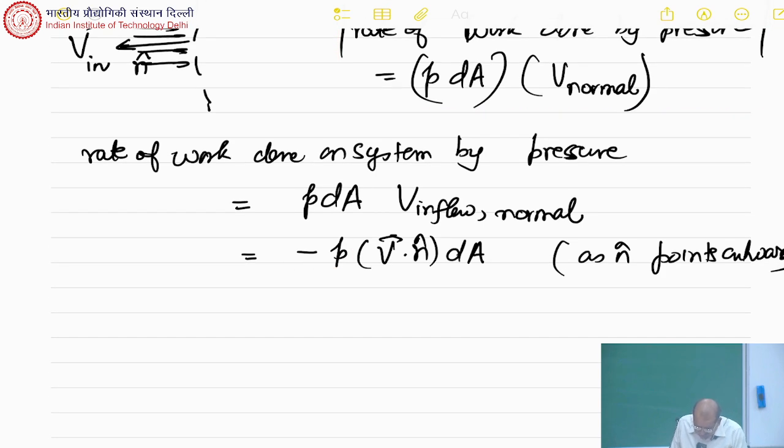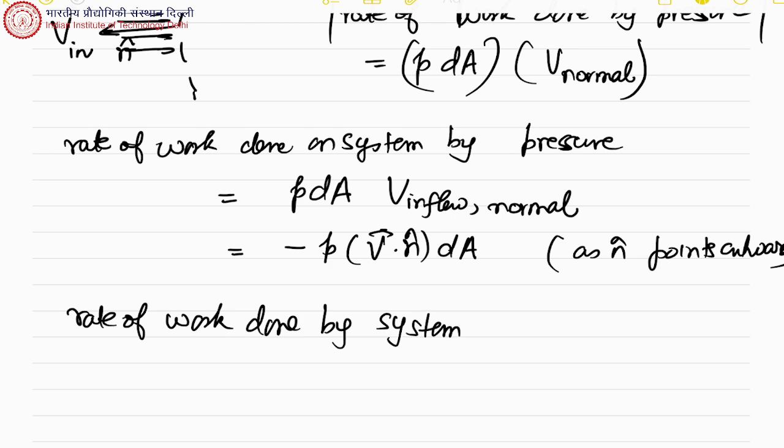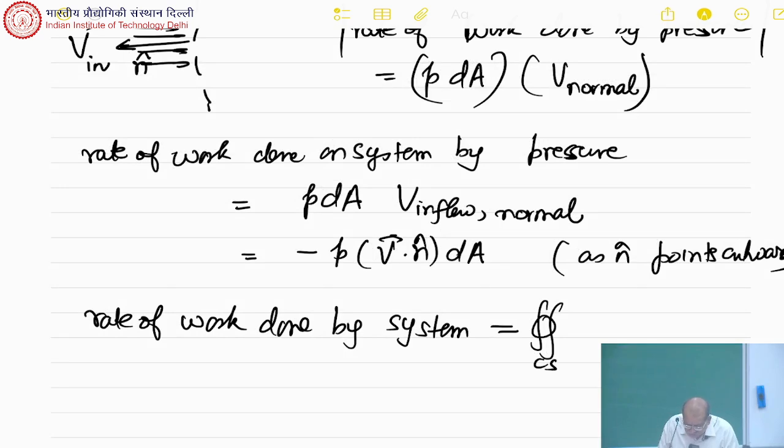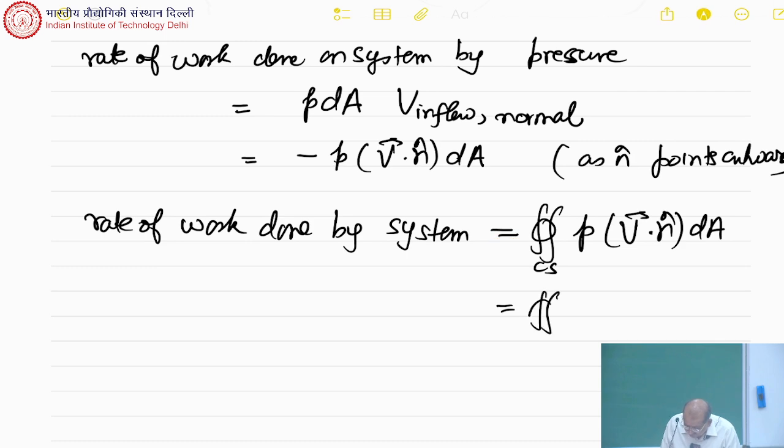So now, the rate of work done by the system will be equal to, so firstly work done on the system has a minus sign, so work done by the system will be opposite, and then we have to integrate it over the entire surface. So I will put this as integral over the control surface P times V dot N dA. And this I can write as integral over the control surface P by rho.